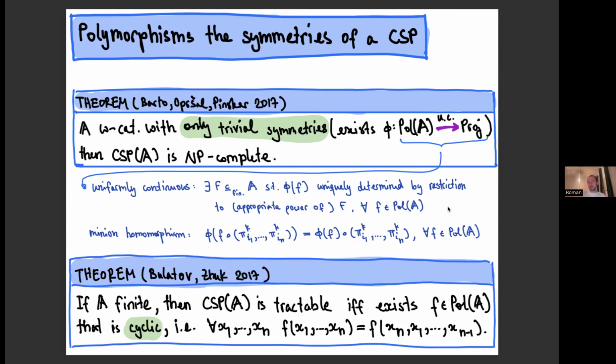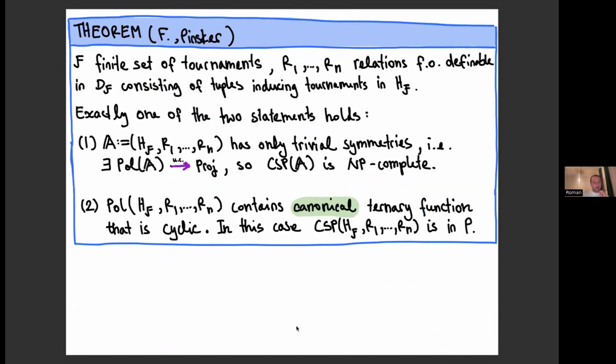in the resolution of the finite domain CSP dichotomy conjecture, it was proved that if you have a finite template A, then this CSP is tractable if and only if you have a polymorphism which is cyclic. So you have some map F such that you can cyclically shift the arguments and obtain the same thing. And this is then what we proved is a generalization of this graph orientation problem, if you will.